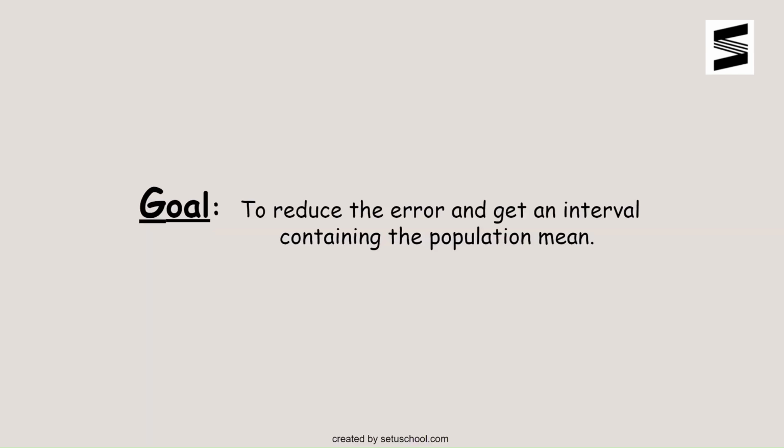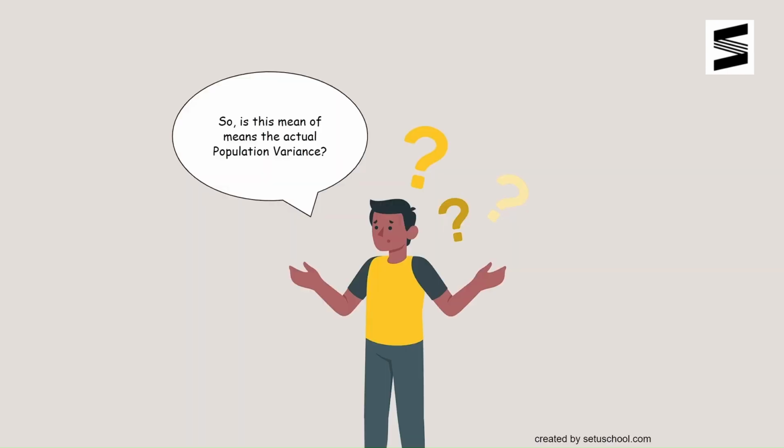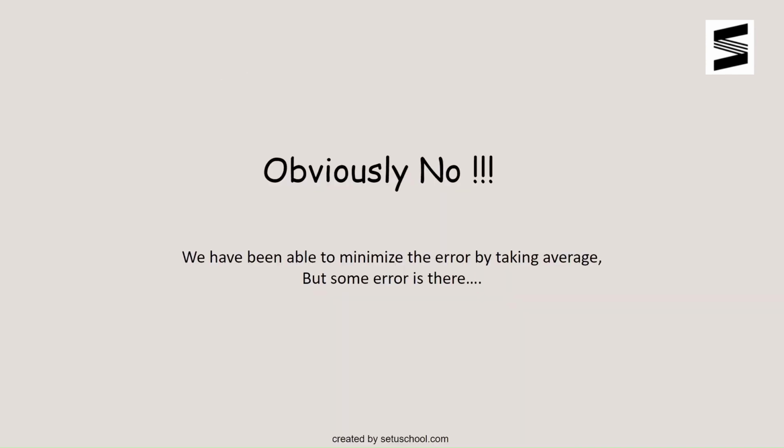Now, to reduce this error, we take the average of all the sample means, which is a more precise way to measure the population mean. But is this mean of sample means the actual population mean? Certainly, this is not the actual population mean here, but what we have managed is to minimize the error. This is called point estimate.